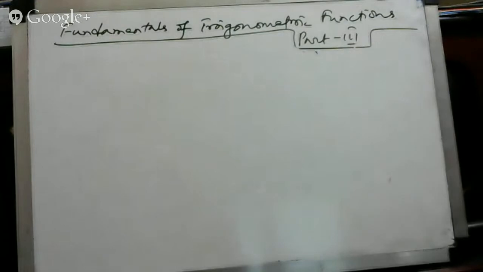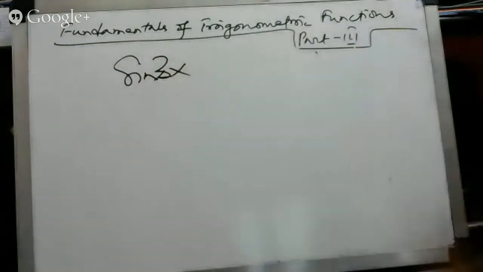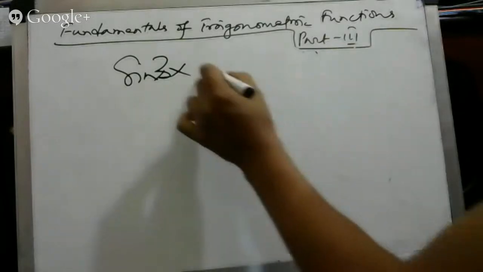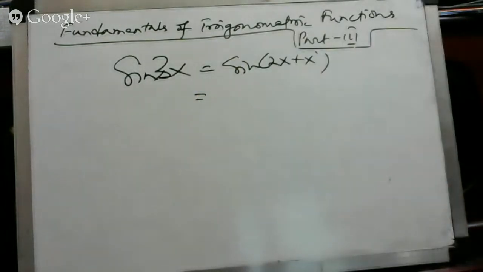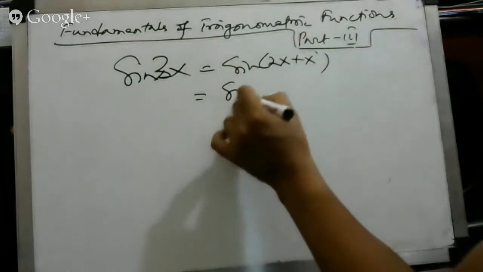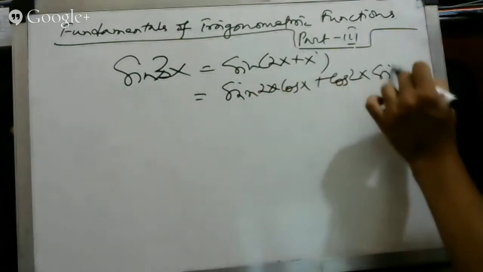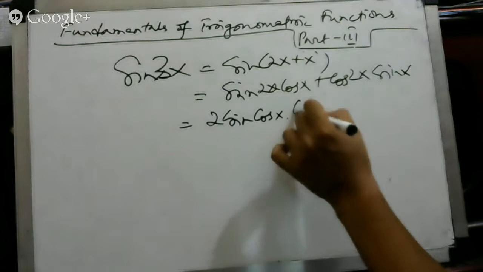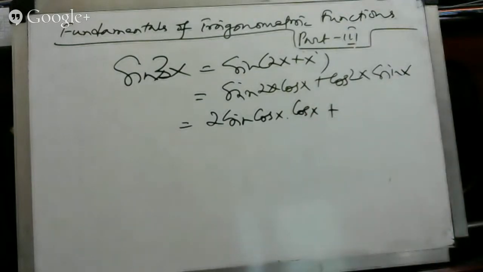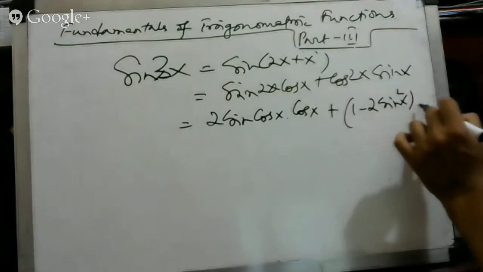Then we have sine of 3x. Now sine of 3x, we can write as sine of 2x plus x, which is sine of 2x cos of x plus cos of 2x sine of x. Now sine of 2x is 2 sin x cos x, and then we have cos x, and then cos of 2x we have 1 minus 2 sin square x, and then we have sin x.